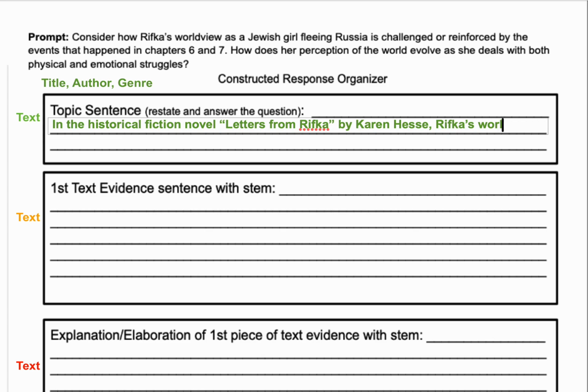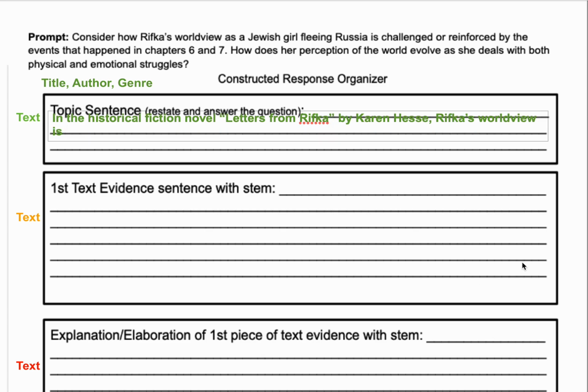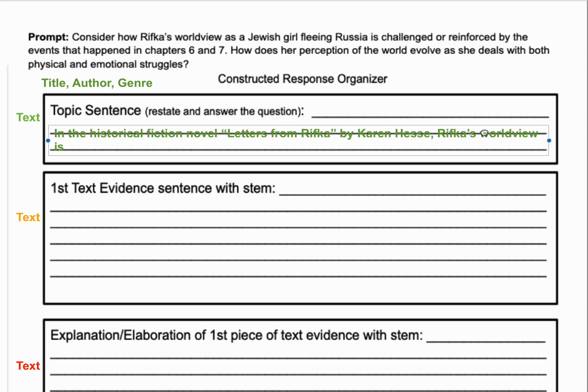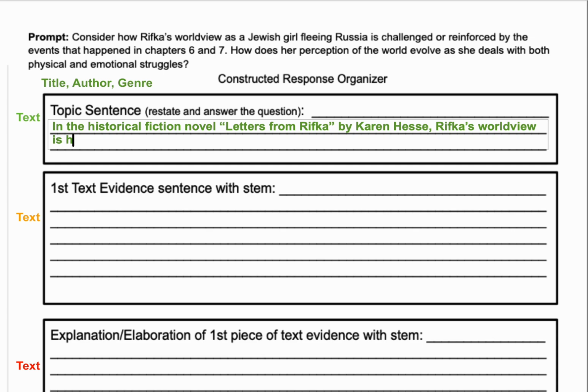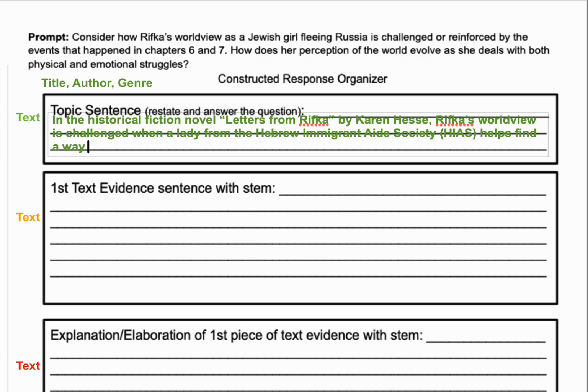Rifka's worldview is challenged when a lady from the Hebrew Immigrant Aid Society, and then from now on we can just refer to it as HIAS, but we want to tell our reader what HIAS stands for, helps find a way for Rifka to get a cure for ringworm before going to America. Okay.